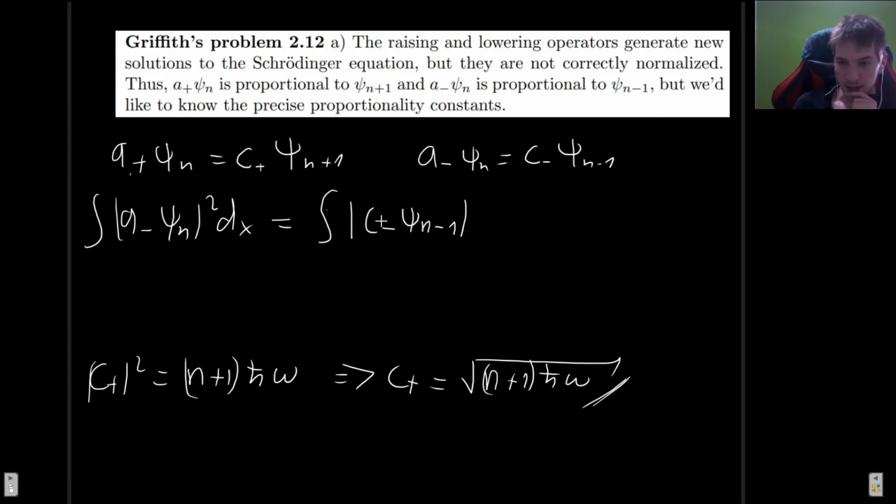Okay, well, continuing. C minus psi n minus 1 squared dx. And here we can, as before, just separate this constant from this integral, which will now be 1.